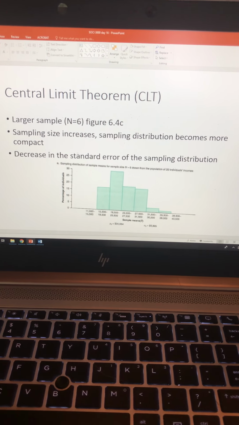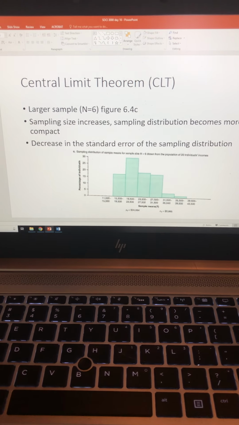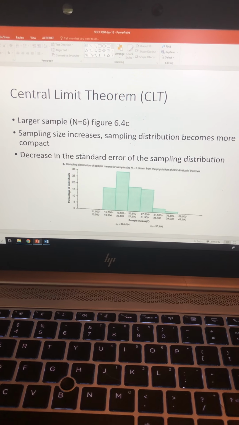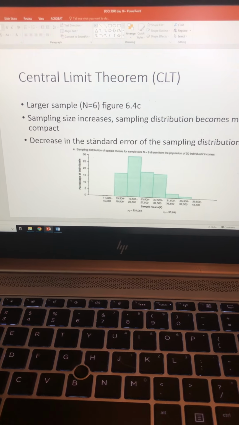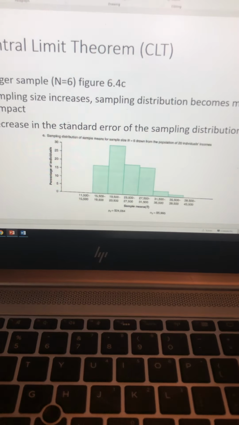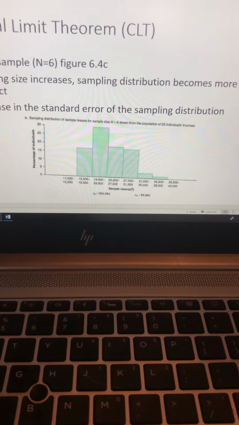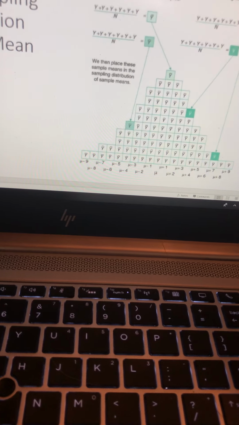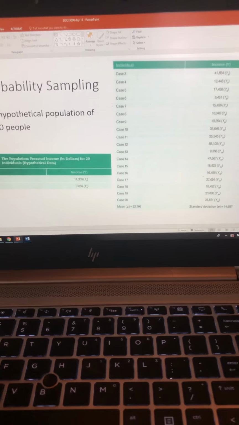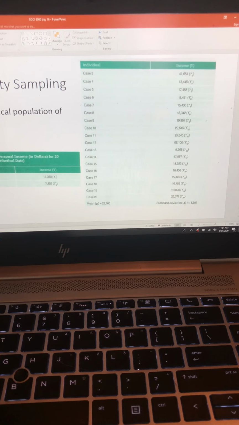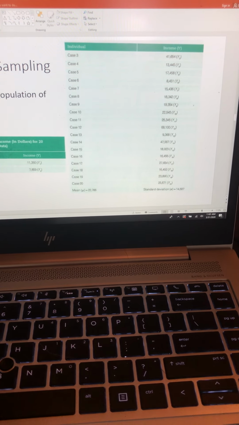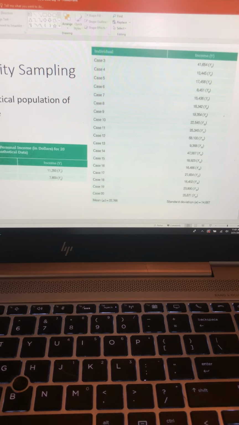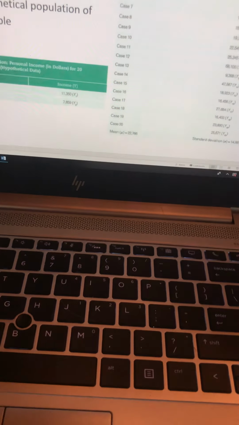So what you should kind of be picking up now is that as the sample size increases, the sampling distribution not only becomes more compact, it becomes more normal. And when I say compact, really what that relates to is it lowers the standard error. So think about hypothetically, if we have this population of 20 people, what if we took a sample size of 20? Well, that would be everybody. We would get the population mean every time. There would be no sampling error because we get the exact population number every time.